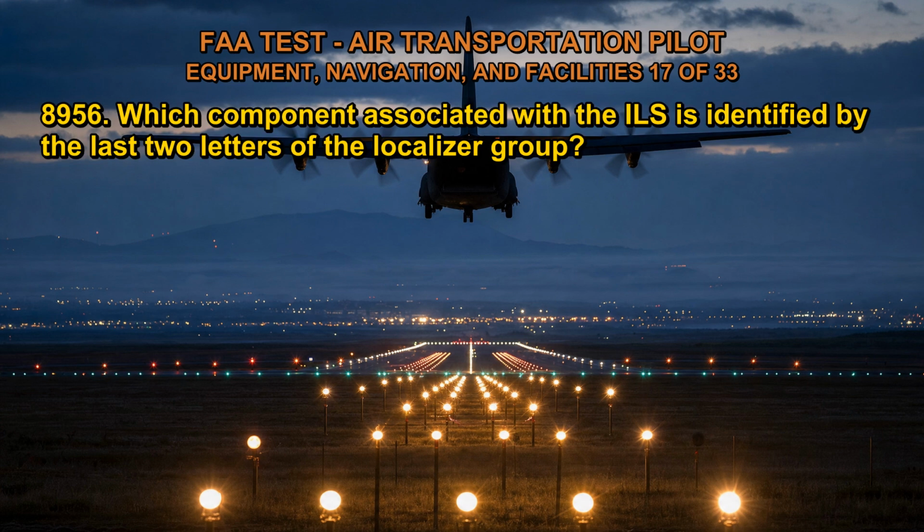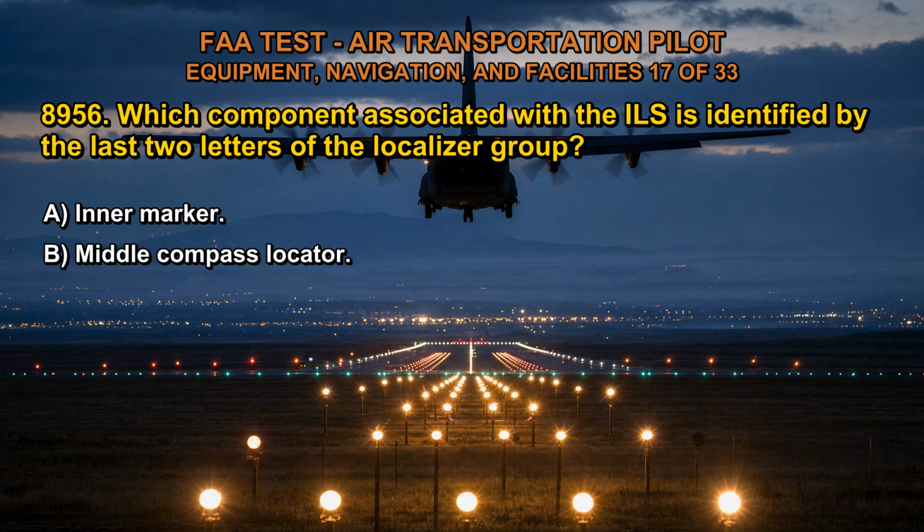8956. Which component associated with the ILS is identified by the last 2 letters of the localizer group? A. Inner marker. B. Middle compass locator. C. Outer compass locator.